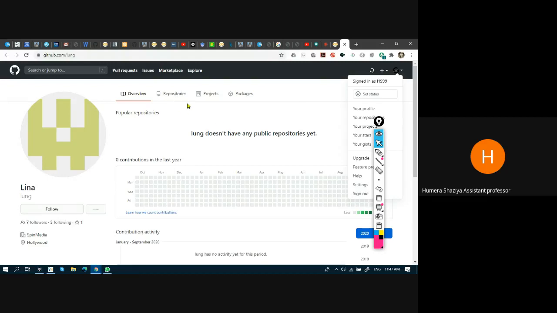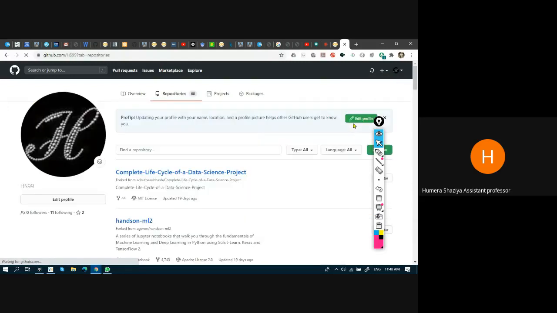A component or a unit of storage in GitHub is known as a repository. You will have repositories. These are my repositories. This is my account. You all can create your accounts on GitHub.